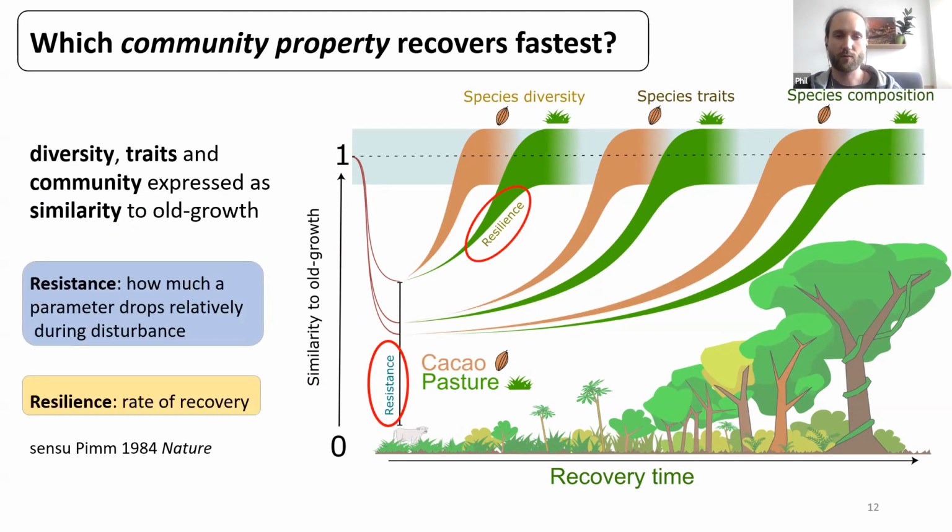Now we can also get more information by looking at two different components of recovery, which are called resistance and resilience, which are mathematically speaking independent components of a recovery trajectory. The resistance describes how much a parameter or the community property drops when we implement the disturbance, while the resilience describes basically the slope, so how fast it recovers. And this was my main research question.